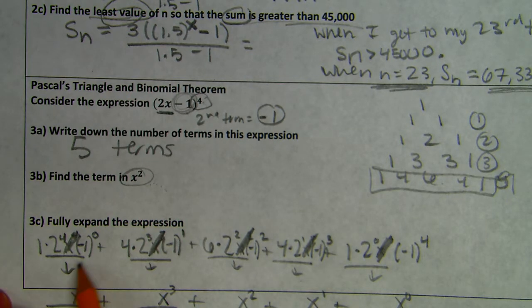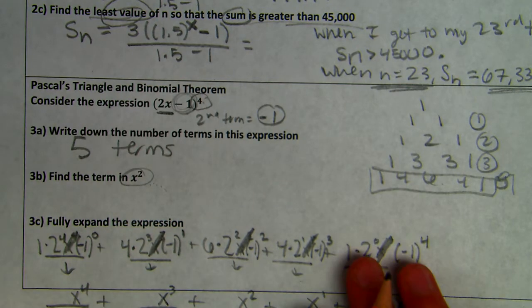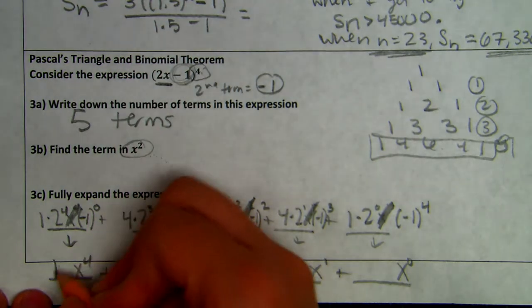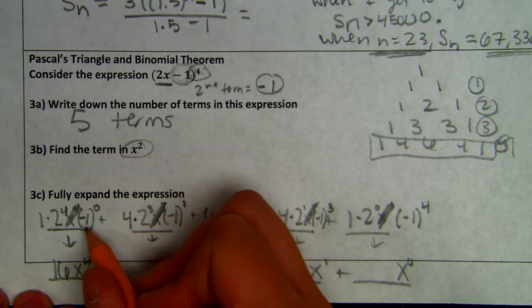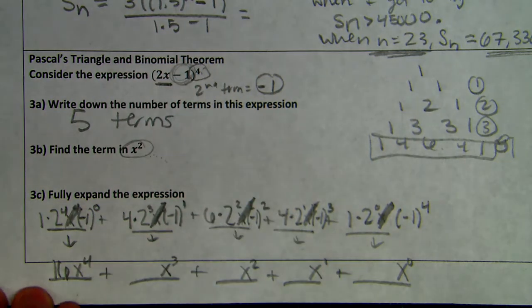Now I'm going to simplify. So (-1) to the 0 is 1. 2 to the 4th is 2 times 2 times 2 times 2, which gives me 16. Also, sorry that you couldn't see that last little bit. So 1 times 2 to the 4th is 16. (-1) to the 0 is 1, so just 16.